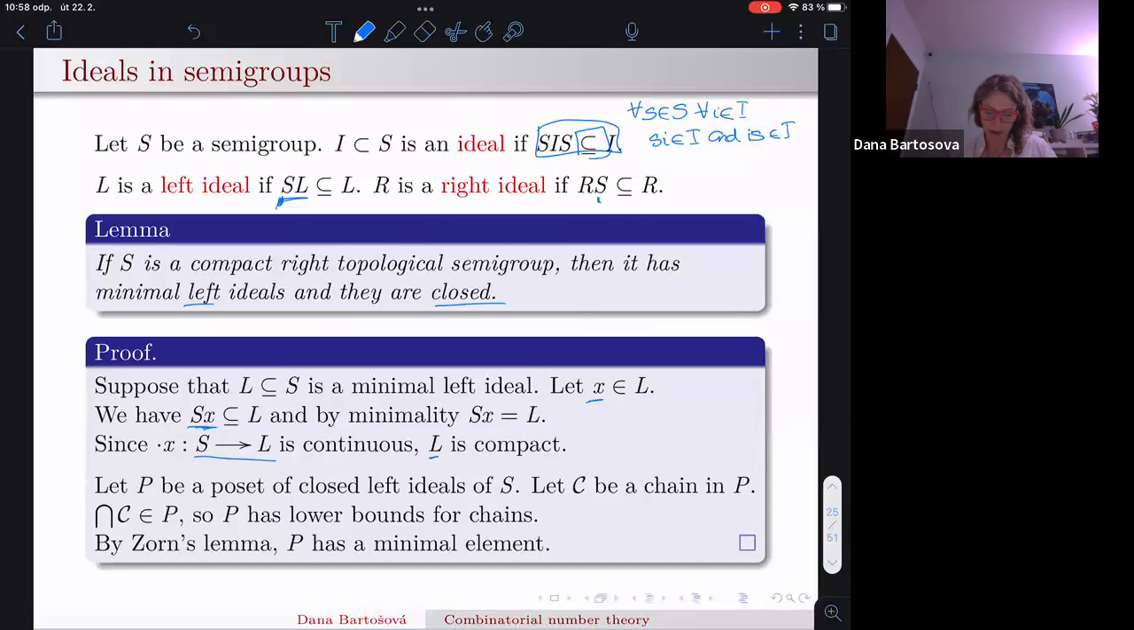So now I have a poset of all closed left ideals. Before I had closed subsemigroups, so now I have a little different object, and ideals are in general larger than semigroups. The subsemigroups only have to be closed under the operation. Here you have to be closed under multiplication by anything from S. So now I have a poset of closed left ideals, and then if I have a chain, then the intersection is also going to be a closed left ideal. So again, straightforward. So then I have to have a minimal element, and I'm done. Okay.